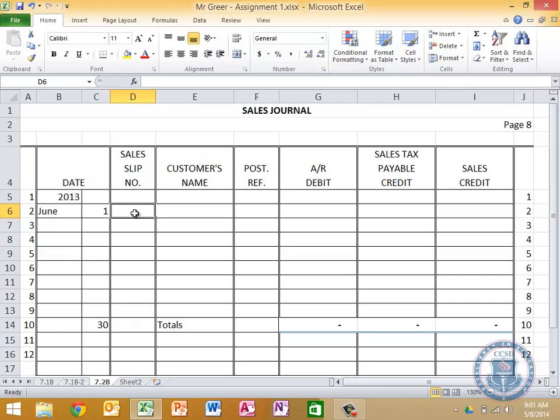Issue sales slip 1601 for $2,525 for $202. Excellent. Okay, so we've got a sales slip 1601. This is on the first. Customer's name was Kenya Jackson. We don't have to do any posting reference yet.